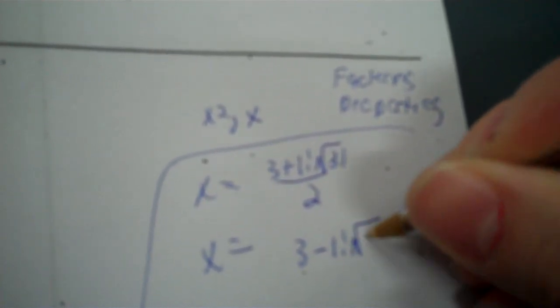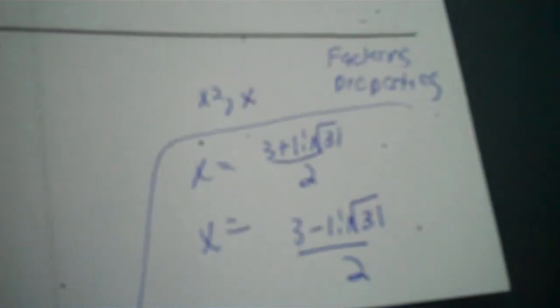So 1i square root 31. So 3 plus 1i square root 31 over 2, and then 3 minus 1i square root 31 over 2. That's how those answers are written. Don't try to add and divide or subtract and divide. You can't.